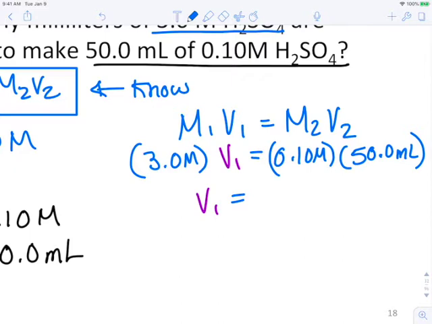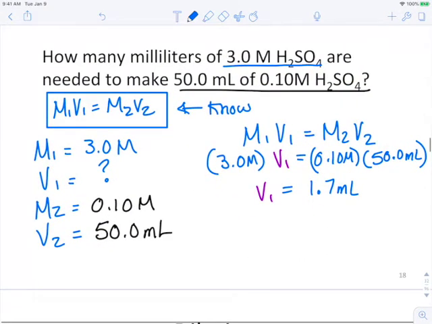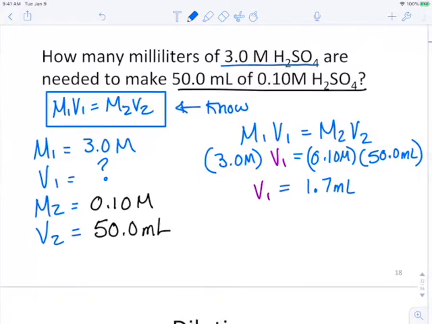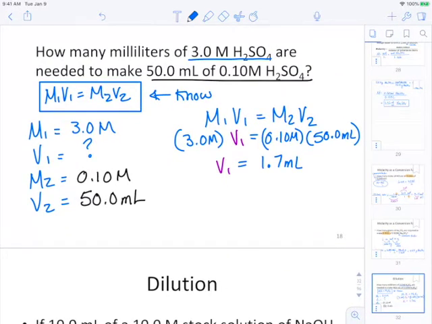Anyone get a value for V1? What was it? 1.7. All right, so 1.7 milliliters like so. So any questions on that 1.7? Okay, so let's talk about what that one means.